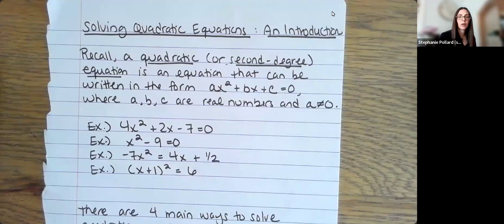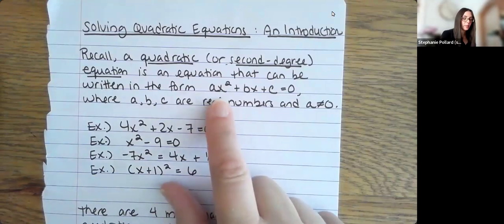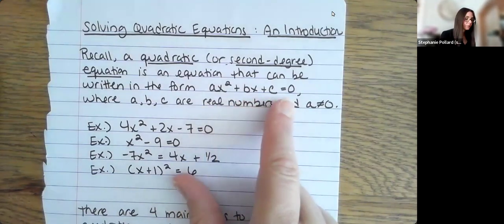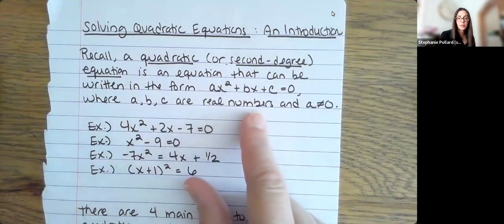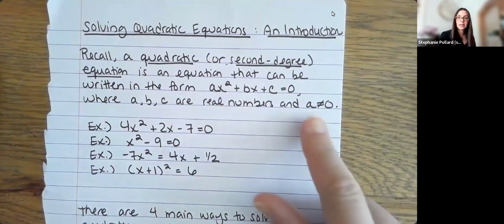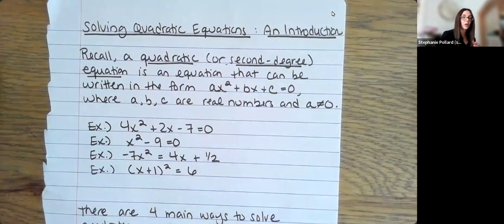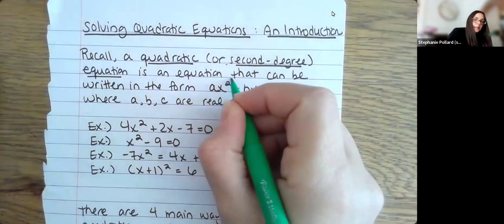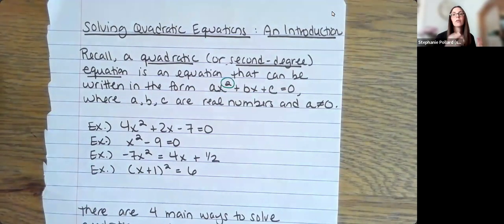As a reminder, a quadratic or second degree equation is an equation that can be written like this: ax squared plus bx plus c equals 0. A, b, and c have to be real numbers, but they could be integers, decimals, fractions, and a is not 0. The big thing with a quadratic is that you have this highest power of 2. So that's really what we're looking at here.